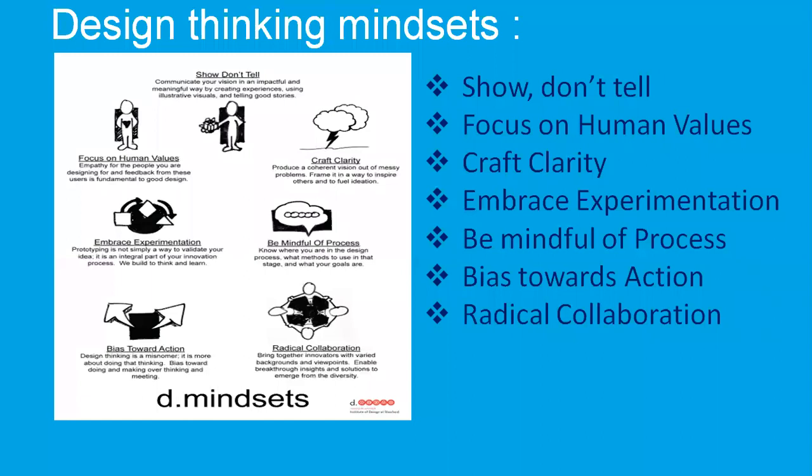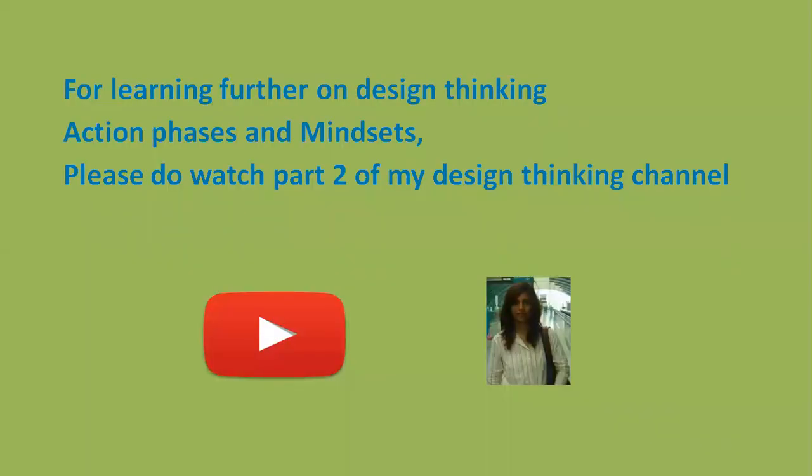And the mindsets which are given by Stanford d.school are shown: show don't tell, focus on human values, craft clarity, embrace experimentation, be mindful of process, bias toward action, and radical collaboration. We'll understand these in detail in my further slides. So for learning further on design thinking, action phases and mindsets, please do watch part 2 of my design thinking channel. Thank you.